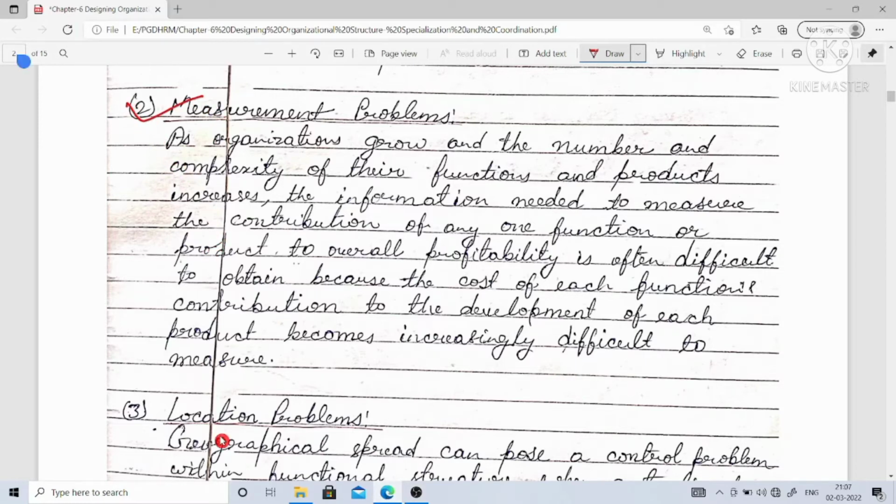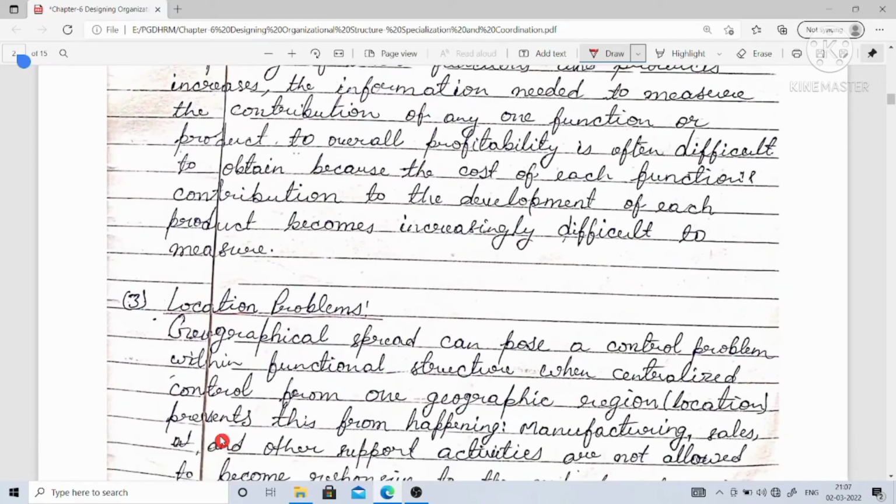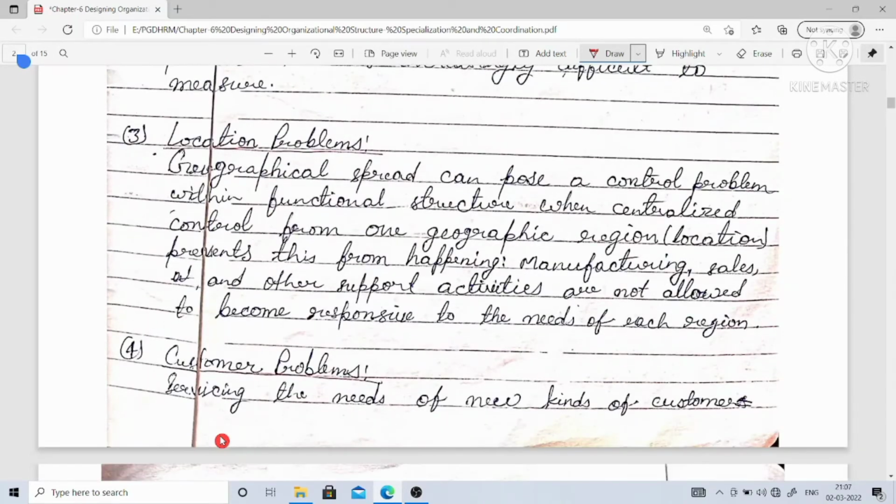The third problem given is the location problem. Geographical spread can pose a control problem within a functional structure. When centralized control from one geographic region prevents this from happening, manufacturing, sales and other support activities are not allowed to become responsive to the needs of each region.